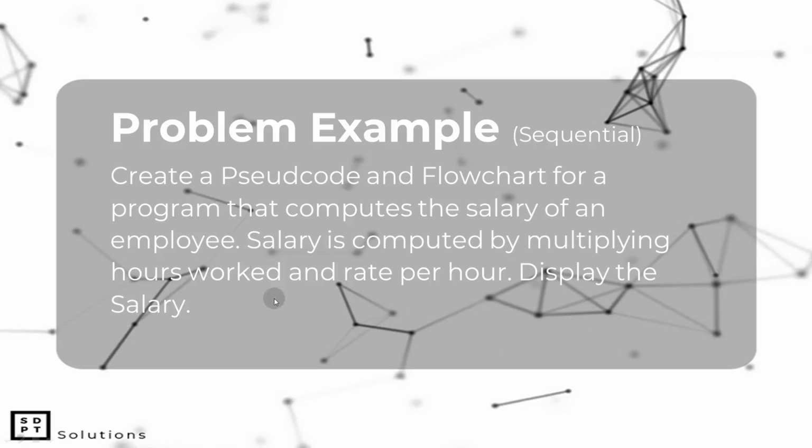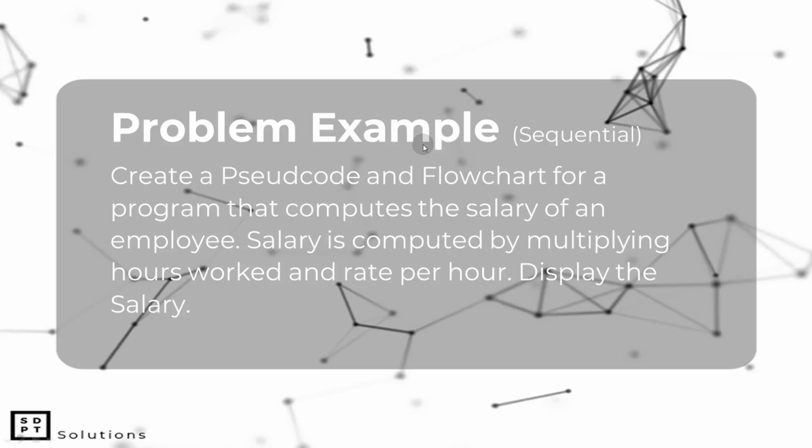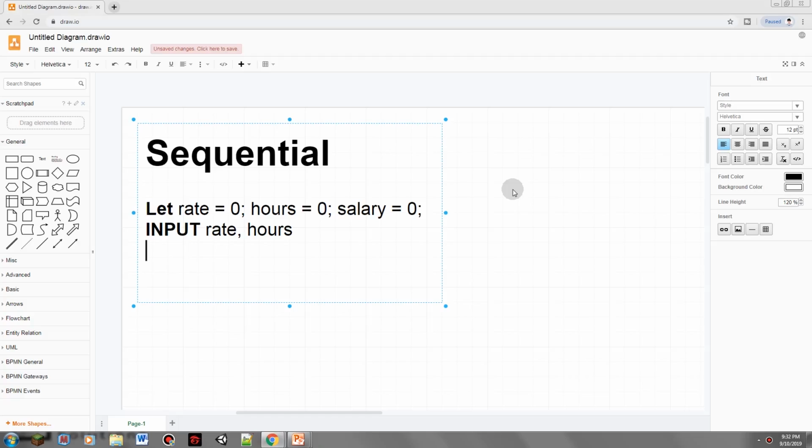Now, what will we do next? Since we have the variables we need, we need to input the variables we will use for the process, which are the rate and hours. What is the conventional naming for input? We will use input. The input variables are the rate and hours because we will multiply them. Next, we need the process. What will we do with what we input? It computes the salary by multiplying hours work and rate per hour. So for our salary, we set it equal to rate times hours.